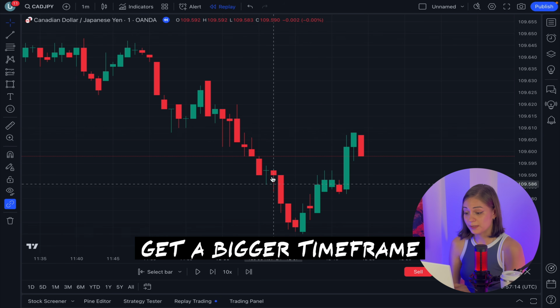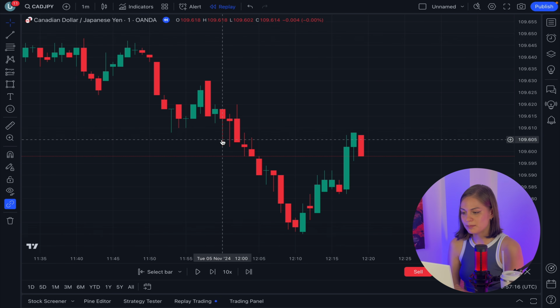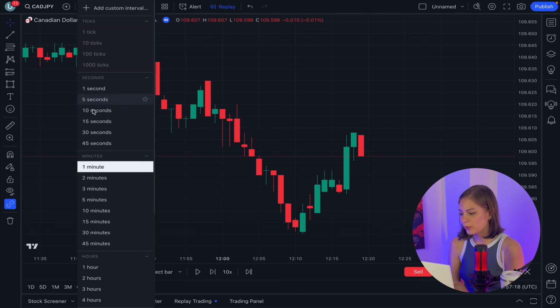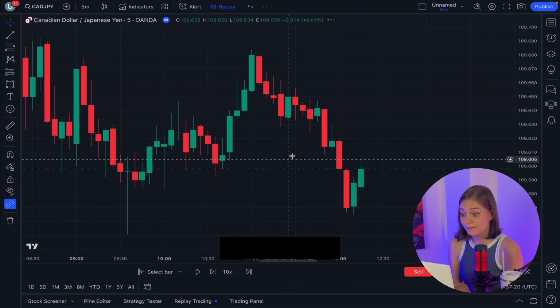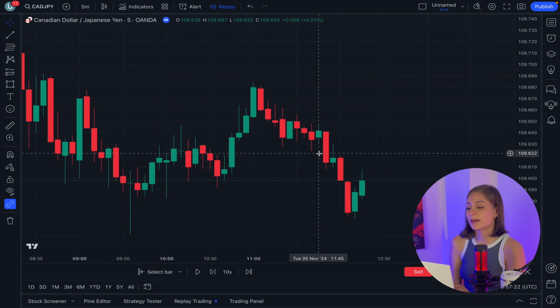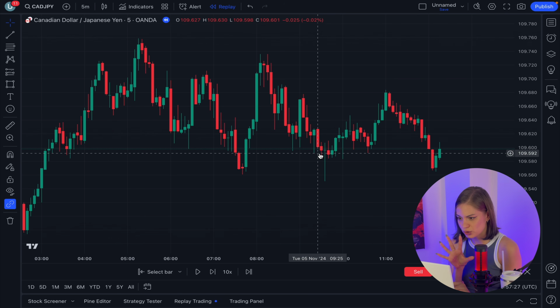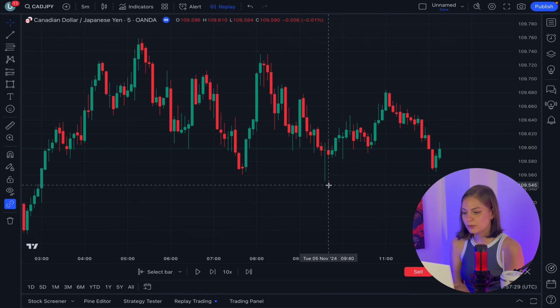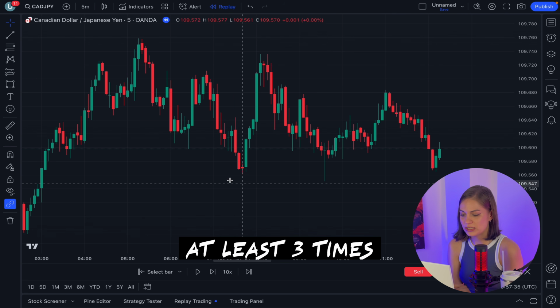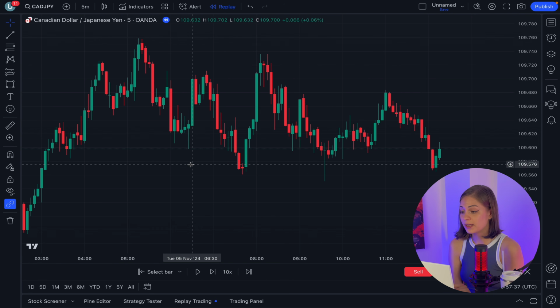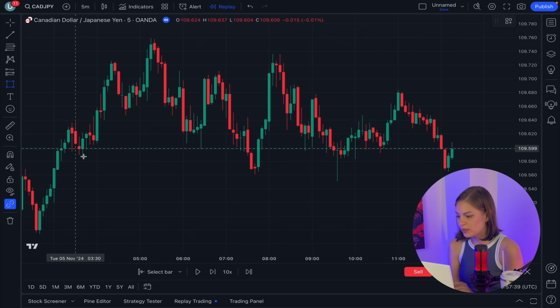So now that we have sorted out the base, let's determine how we will put our levels on the chart. The first step for us to find a valid, key level is to get a bigger time frame. For example, right here we're working with the 1 minute time frame, and we are going to change it to 5 minutes. With the 5 minute time frame, we just zoom out a little bit, and right here we can look at our levels. We need to find the level from which the price pushed at least 3 times, so worked with the level 3 times and proved that it was valid.